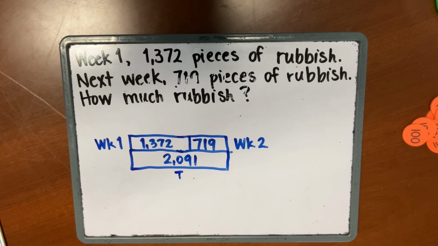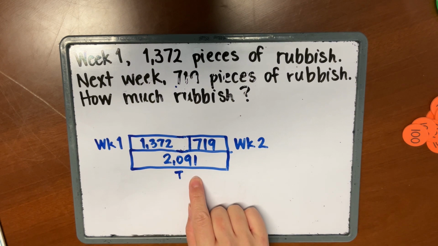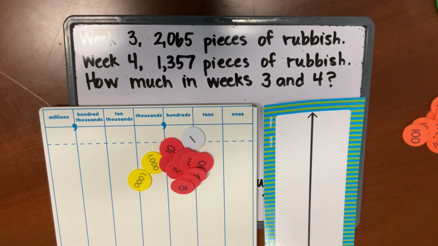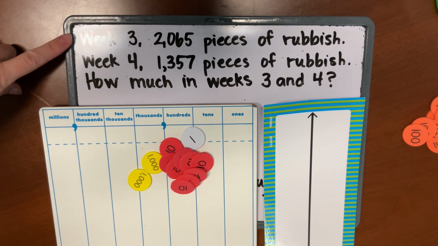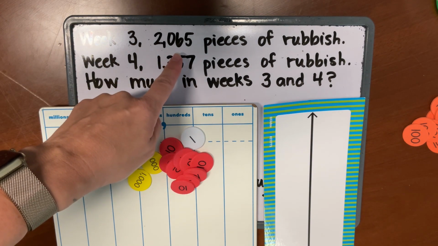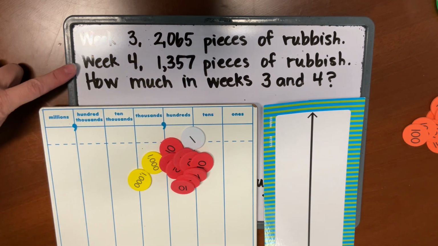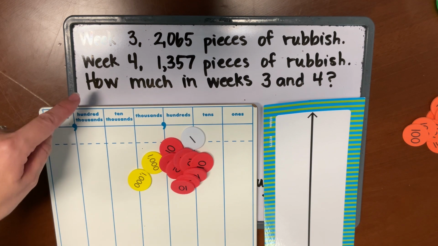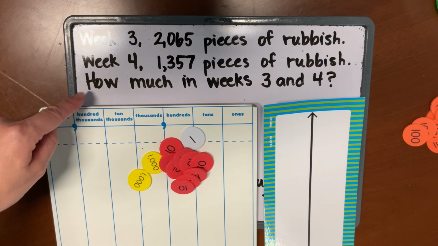How will you draw this problem? I've shown you one way, now you try to think of another way. This problem is not finished yet. The students continued to collect rubbish. In week 3, they collected this many pieces of rubbish, and in week 4, they collected this many pieces of rubbish. How much rubbish in weeks 3 and 4 did they collect altogether?